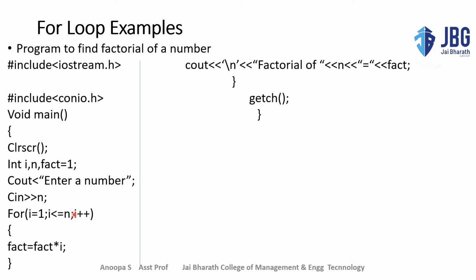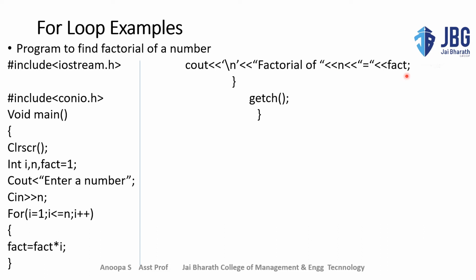Again the update operation, i is 4, and it checks whether 4 is less than or equal to 4. So 4 equal to 4, so it will execute. So fact equal to 6 into 4, 24. Again the update operation, so i is now 5. When it checks, i is not less than or equal to 4, so it will exit from the loop. That is how this for loop executes, and we get the result stored in fact as 24. So we will get a display on the output screen: factorial of 4 is equal to 24.